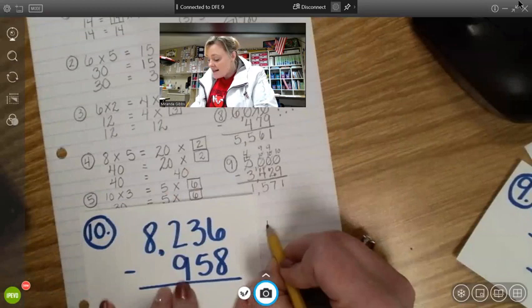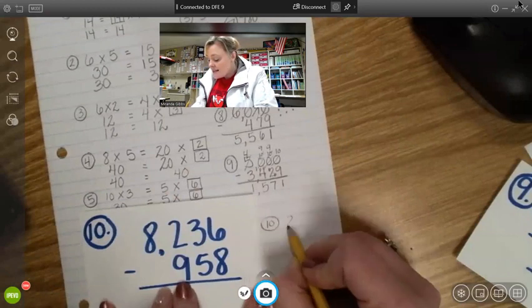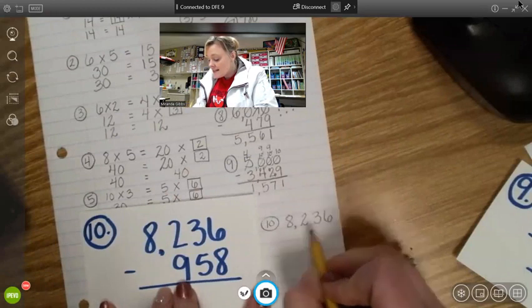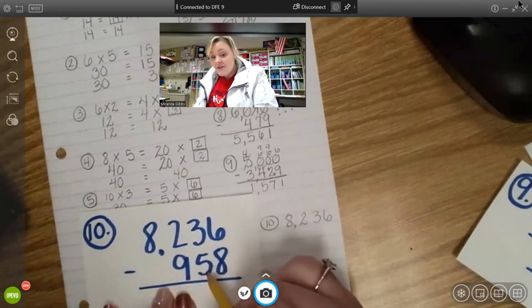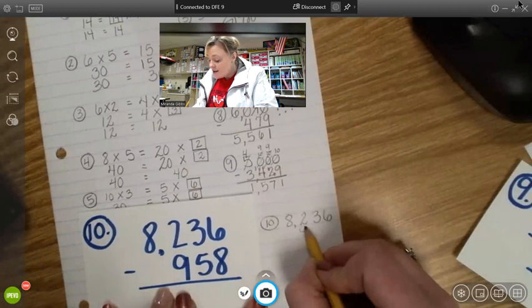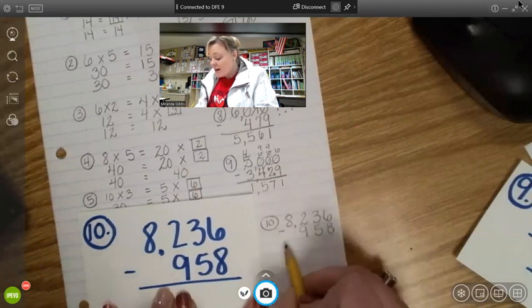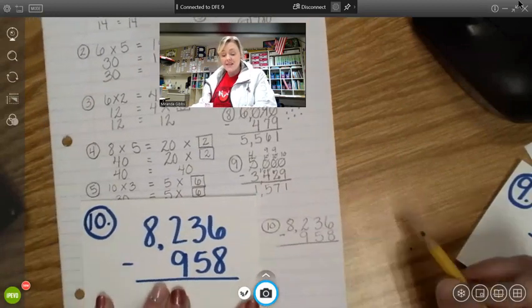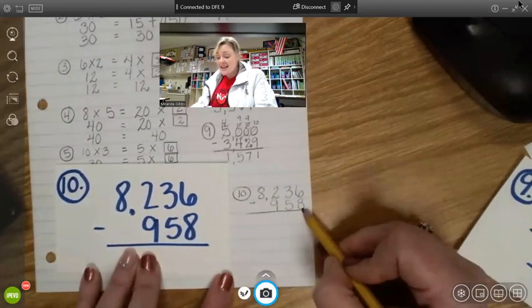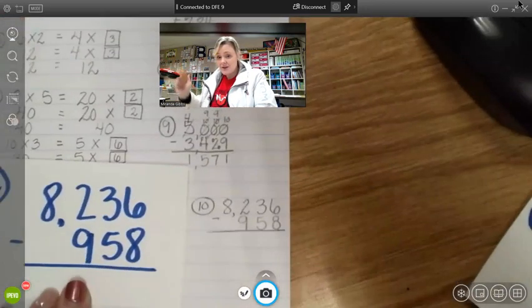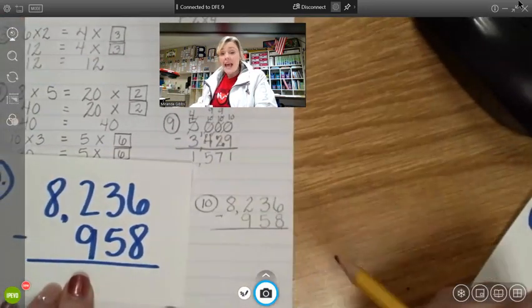Number 10, 8,236 minus 958. Again, we're going to have a lot of regrouping for this problem. 6 minus 8. So let's get in a little closer here. 6 minus 8, we cannot do that.